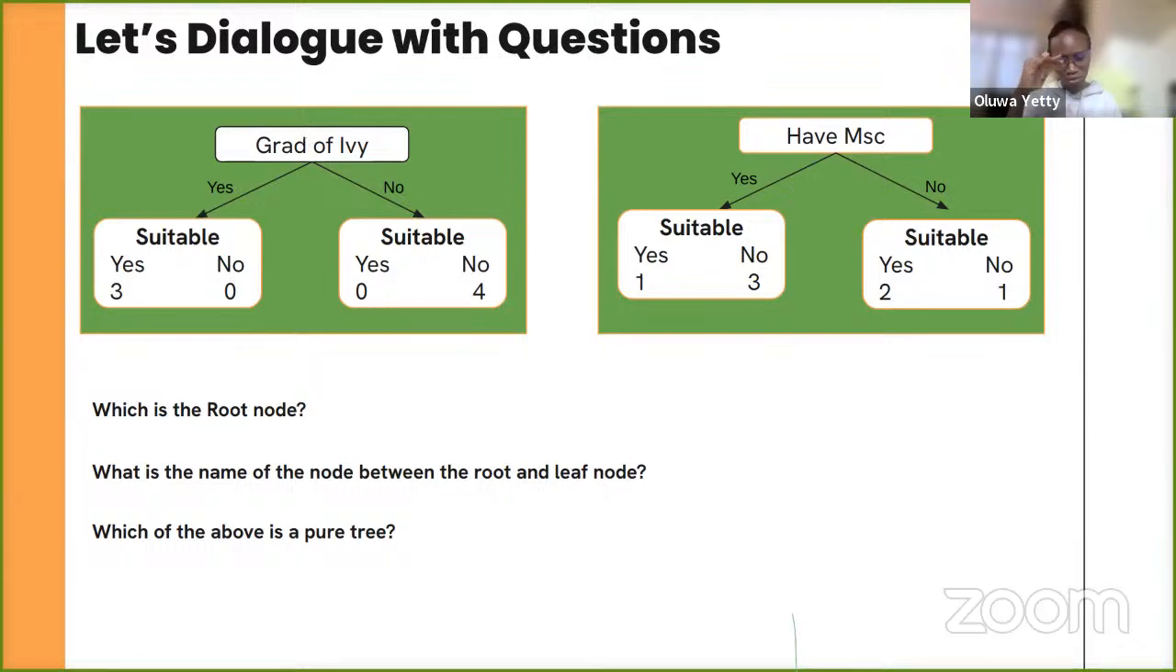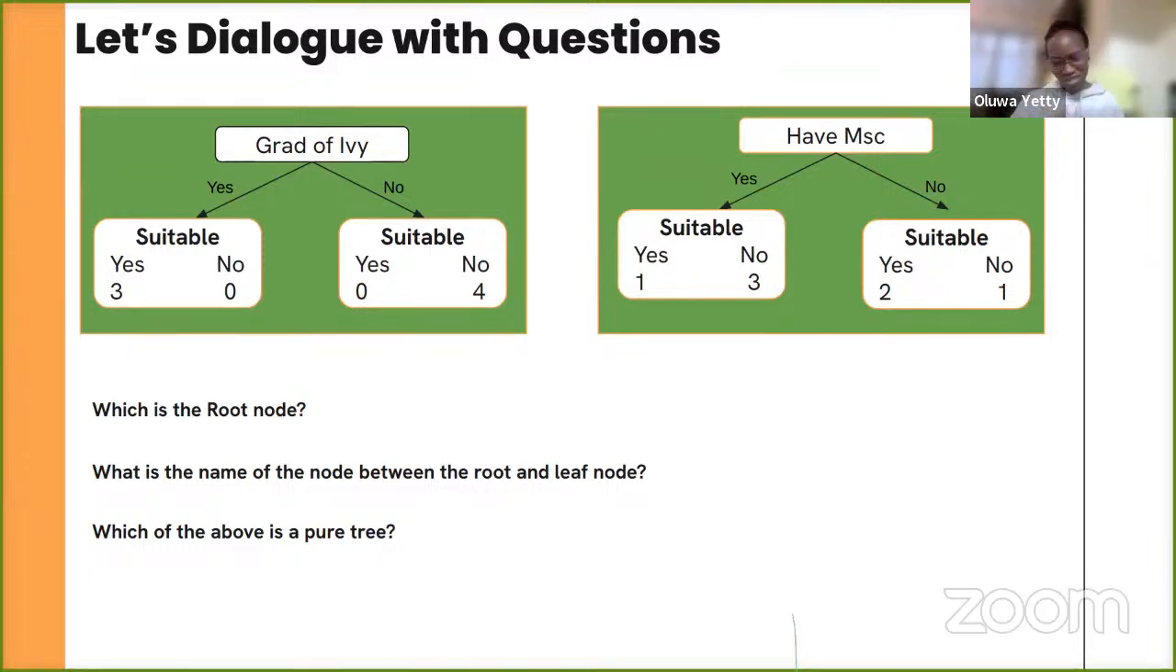So maybe you know about a company and what they are using for their criteria. You can tell someone that is a grad of Ivy, take it to the bank: if you apply to this company, they are going to pick you. That is actually what this tree looks like, because every time you're a grad of Ivy, the suitable is always yes across our data set. We never had a case where they were a grad of Ivy and they didn't pick them. And nobody who was not a grad of Ivy was ever selected. So that's the purity of the tree.